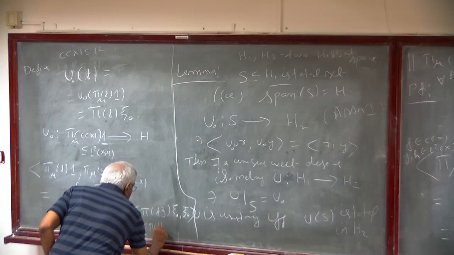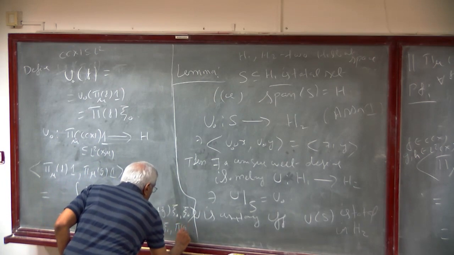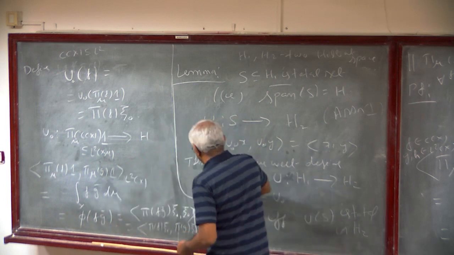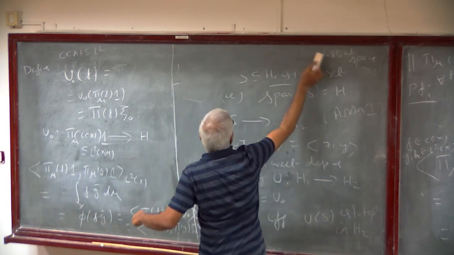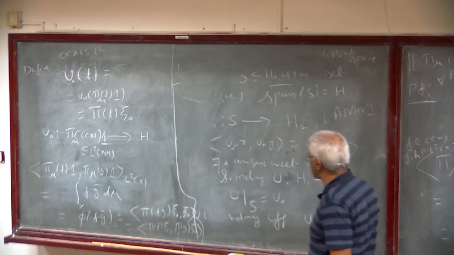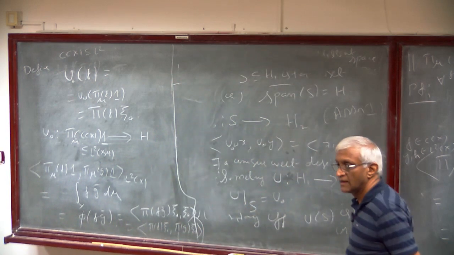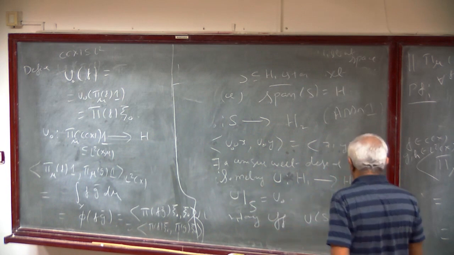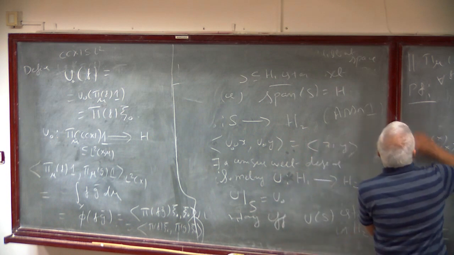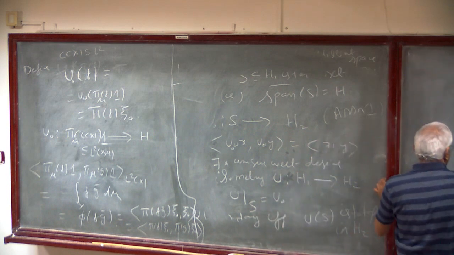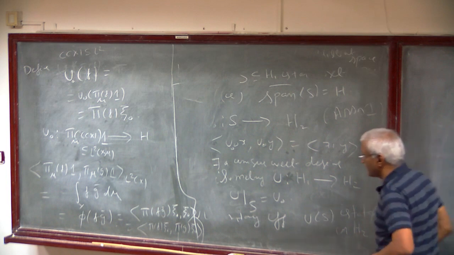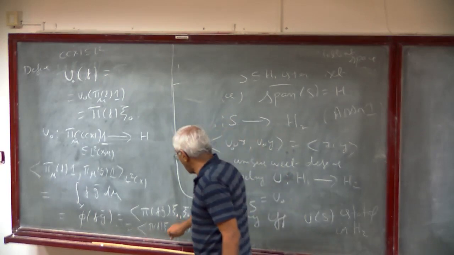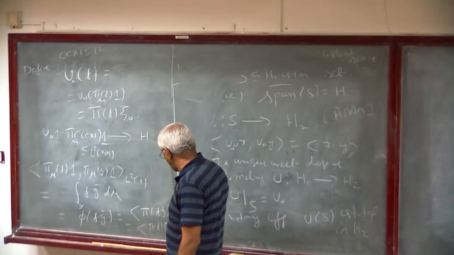Which is phi of f xi naught, phi of g xi naught. That's what we want to verify, right? We erase this. Is it okay if I erase it? So, but this is the assignment. Sorry. This is okay now. So we have verified that U naught preserves the inner product. I mean, pi of f xi naught, pi of g xi naught. I should have started from here.